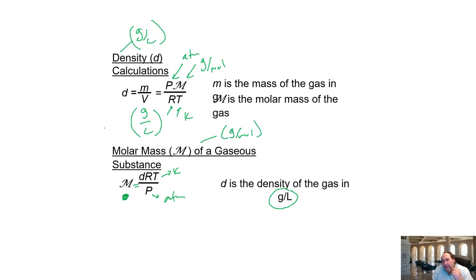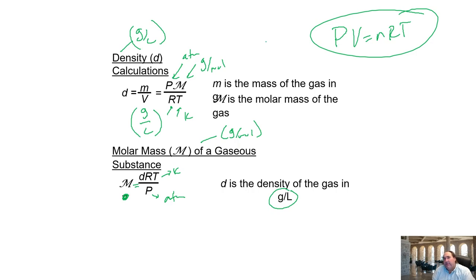But frankly, who wants to remember two more formulas? Nobody wants to remember two more formulas. So why not just use the formula that you already know, which is PV equals nRT? So you can actually still use PV equals nRT. And if you understand the units that you're looking for in density and molar mass, you could actually use the ideal gas law and like a conversion almost and get to the right answer.